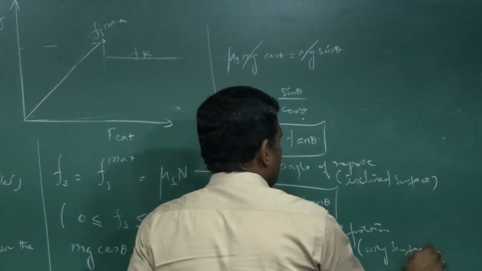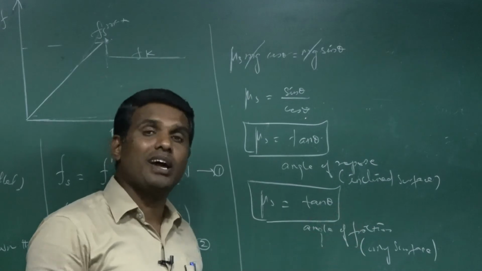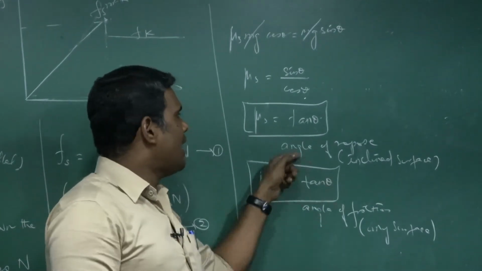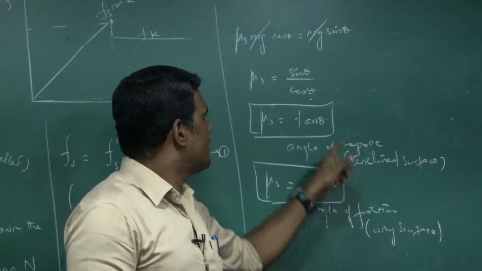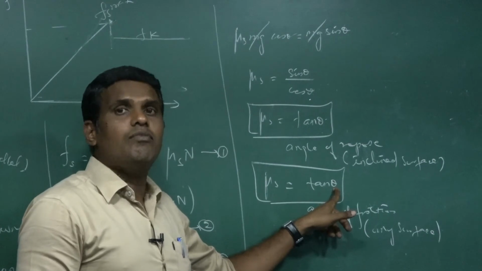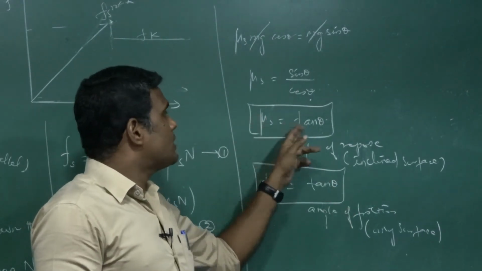That makes the difference. We can apply this angle of friction, or we can calculate this angle of friction, for any surface. When you are speaking about an inclined surface, there the angle of repose comes into play. Here theta is the angle of repose. Here theta is the angle of friction. That makes the difference here.